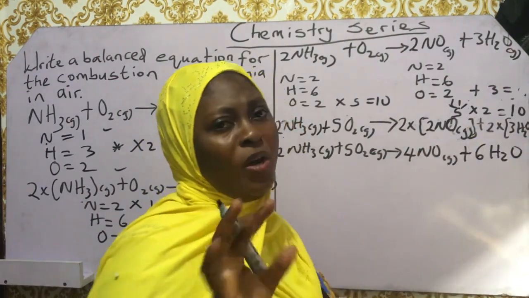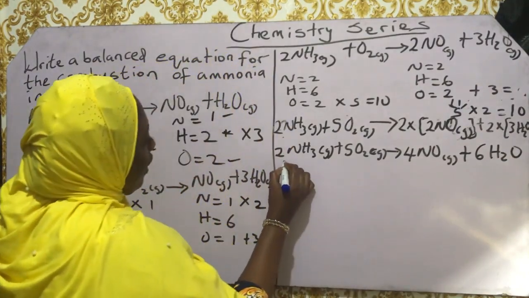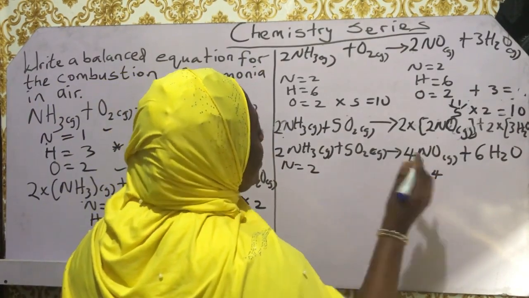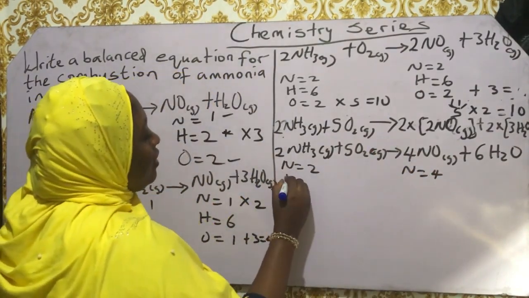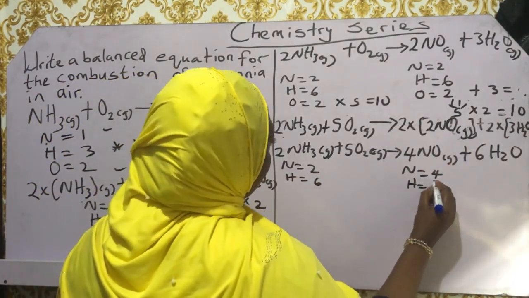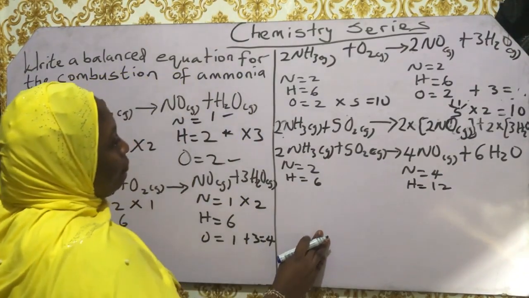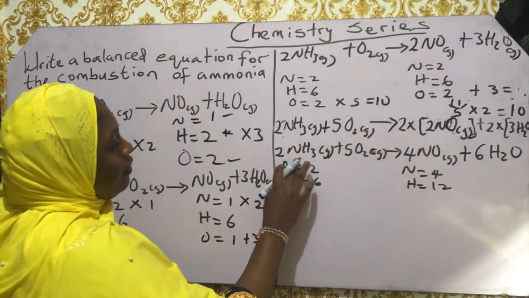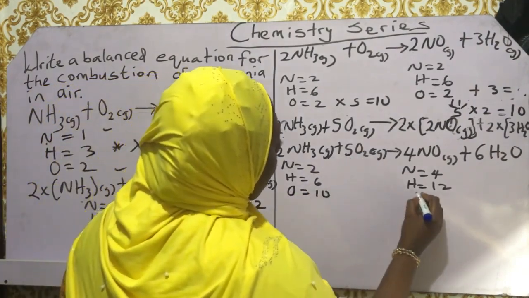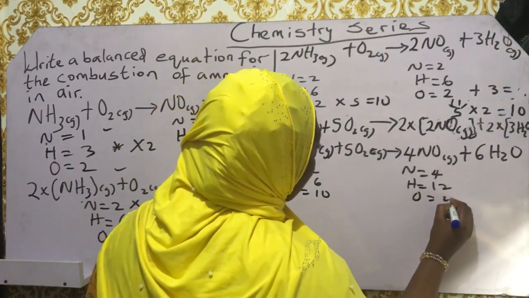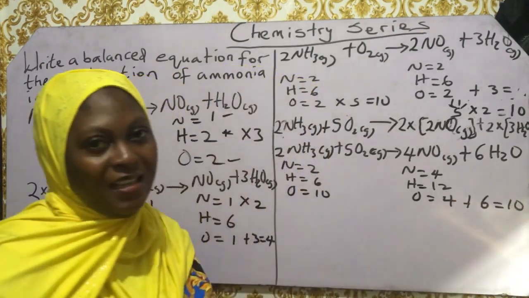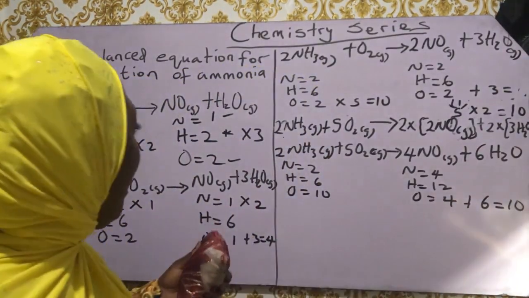Now let's do a quick atom check. Nitrogen here is 2. Nitrogen here is 4. Wow, what we balanced before is no longer balanced. Hydrogen here is 6. Hydrogen here is 12. Wow. And oxygen here, 5 times 2, which is 10. Oxygen here, 4 times 1, 4, plus 6 times 1, 6. Now, oxygen is balanced, and we are left with nitrogen and hydrogen.